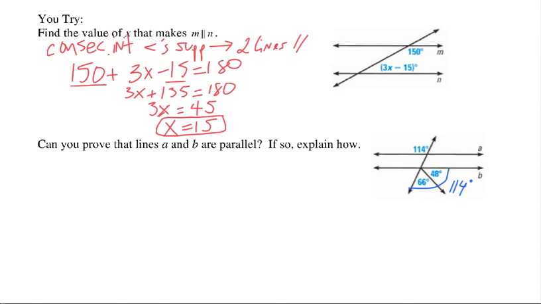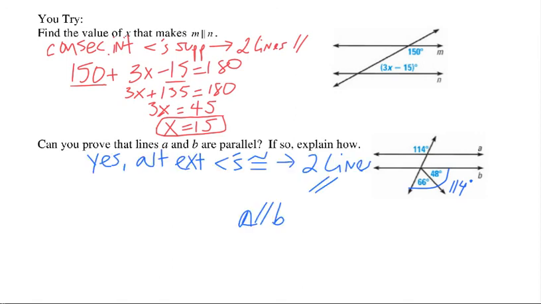So we know that if we have alternate exterior angles that are congruent, then the two lines A and B have to be parallel to each other, since now we can see that the 114 is the same as 114, and those are alternate exterior angles.